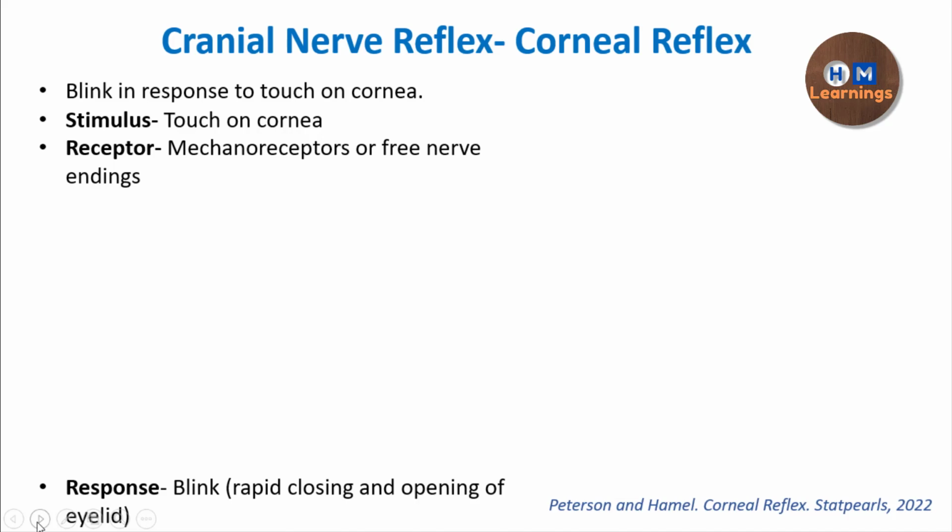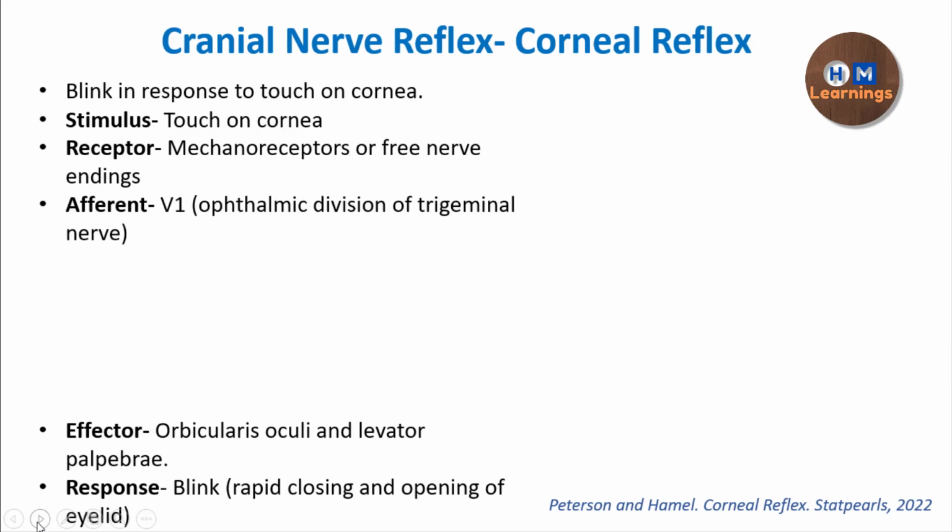Then the effector here is what? The muscle orbicularis oculi, which causes the closure of the eyelid, and the levator palpebrae, which causes the opening of the eyelid. So both of these muscles are the effectors. The afferent here is what? The touch receptors are on the cornea, and we know that the touch sensation of the face is carried by the trigeminal nerve. So here the ophthalmic division of the trigeminal nerve is the afferent.